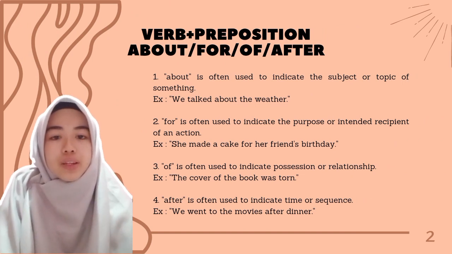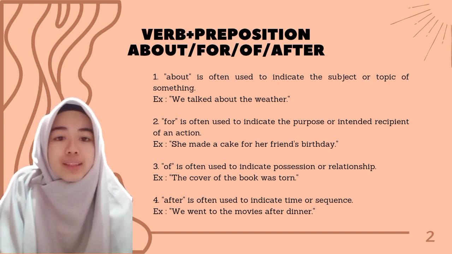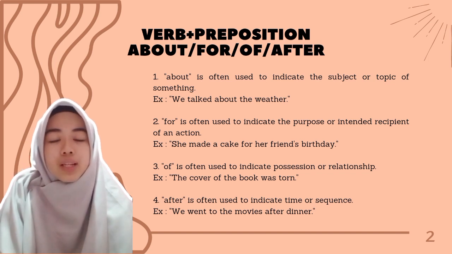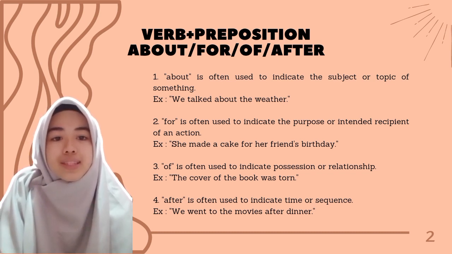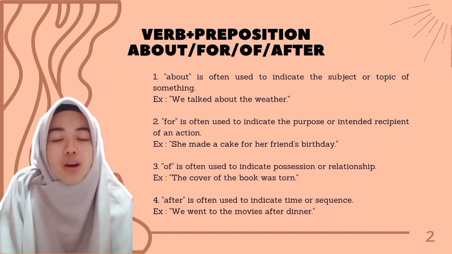Okay, next, I would like to convey about verb plus prepositions about, for, of, and after. The prepositions about, for, of, and after can be used with different verbs to convey different meanings. About is often used to indicate the subject or topic of something. For example, we talk about the weather. And then for is often used to indicate the purpose or intended recipient of an action. For example, she made a cake for her friend's birthday. And then of is often used to indicate position or relationships. For example, the cover of the book was torn. And then after is often used to indicate times or sequence. For example, we went to the movie after dinner.